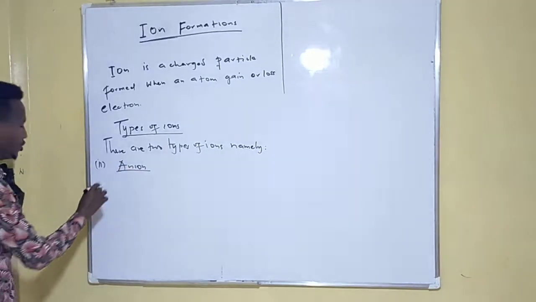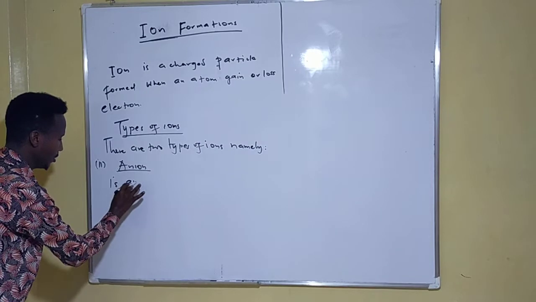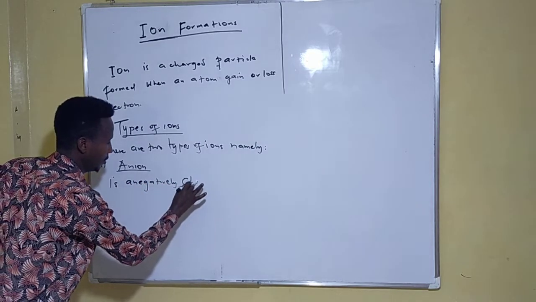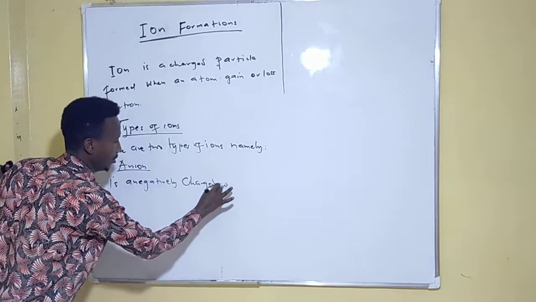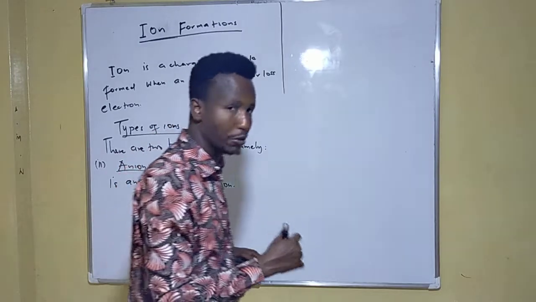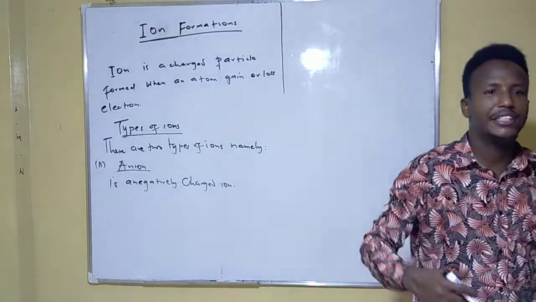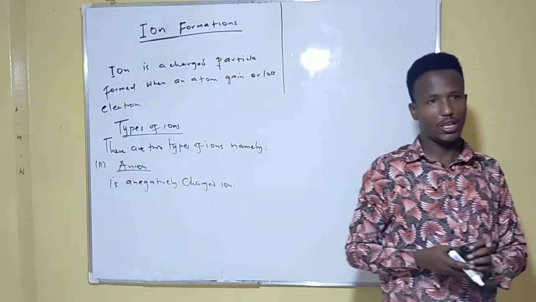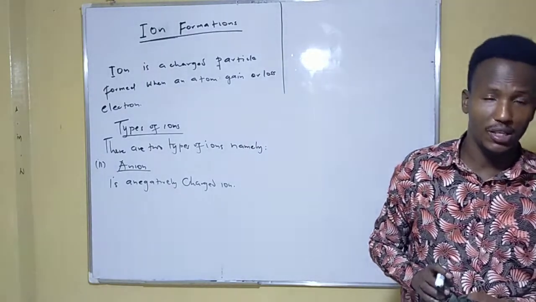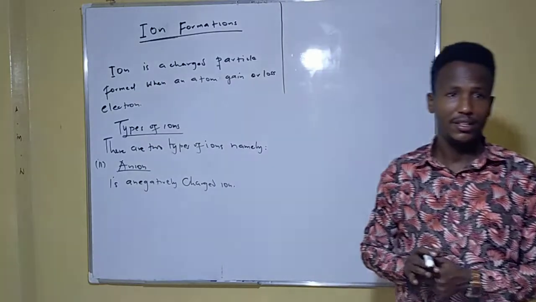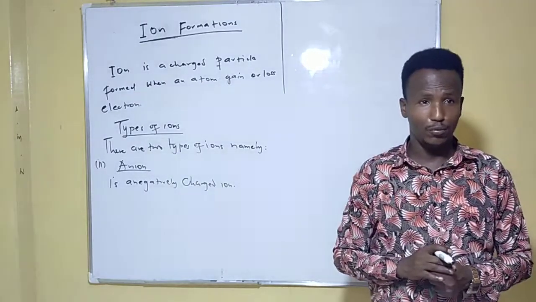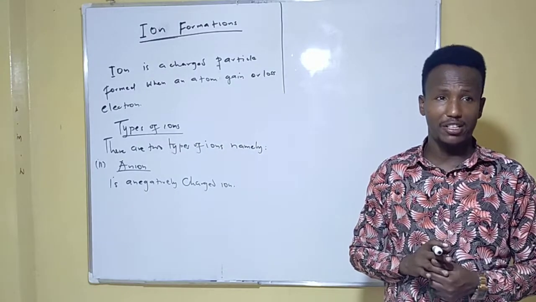An anion is a negatively charged ion. This is the type of ion formed by nonmetals after gaining an electron or electrons. Nonmetals form their ions by gain of electrons. Just understand that, very easy. So an anion is a negatively charged ion formed by nonmetals after gaining electron or electrons.